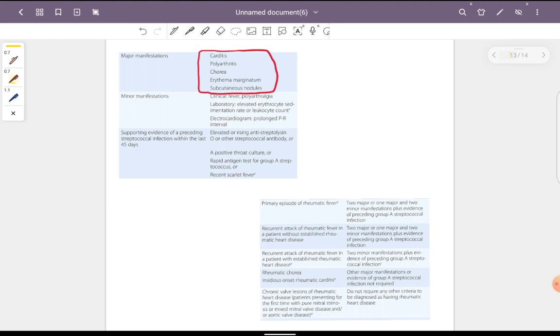इसके साथ साथ यहाँ पे क्या होगा? There should be a supporting evidence of a preceding streptococcal infection within last 45 days. Within last 45 days, remember it.